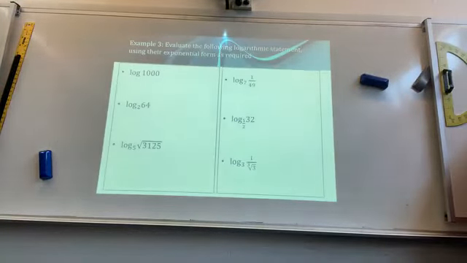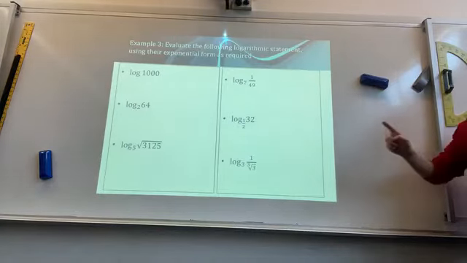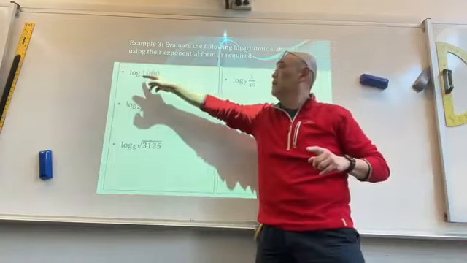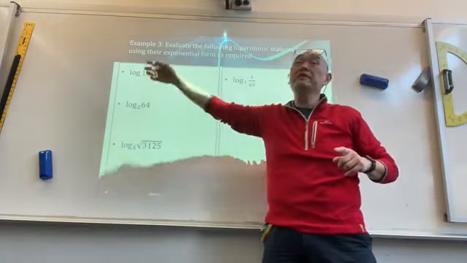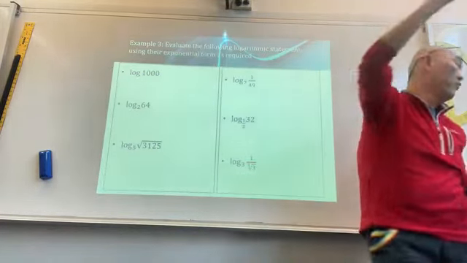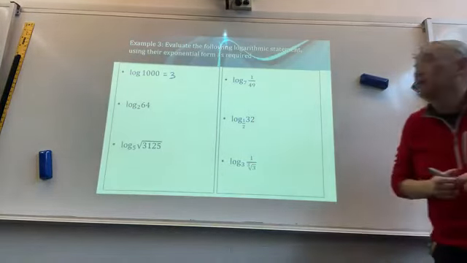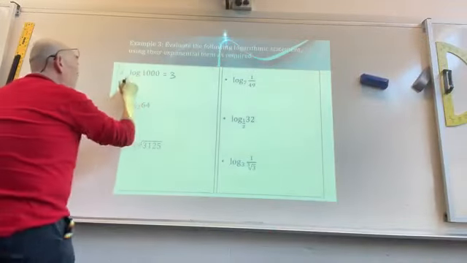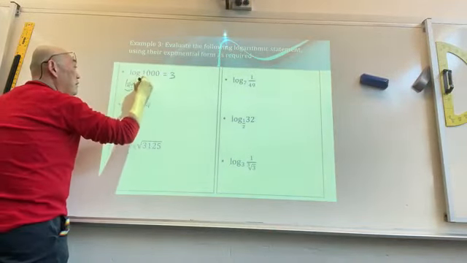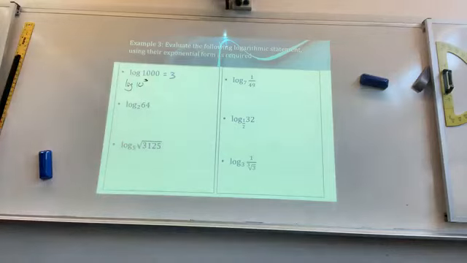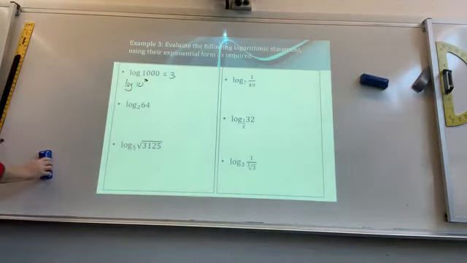Now, can you evaluate the following? So, log 1000, you know that this is base 10. 1000 is 10 to the power of 3, correct? Straight away you can do that, or if you like, you can write down log 10 to the power of 3. So therefore you've got 3.